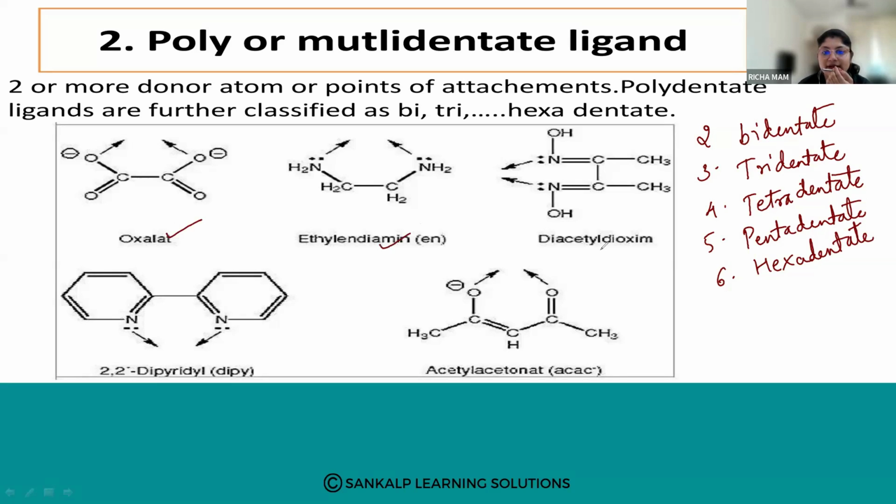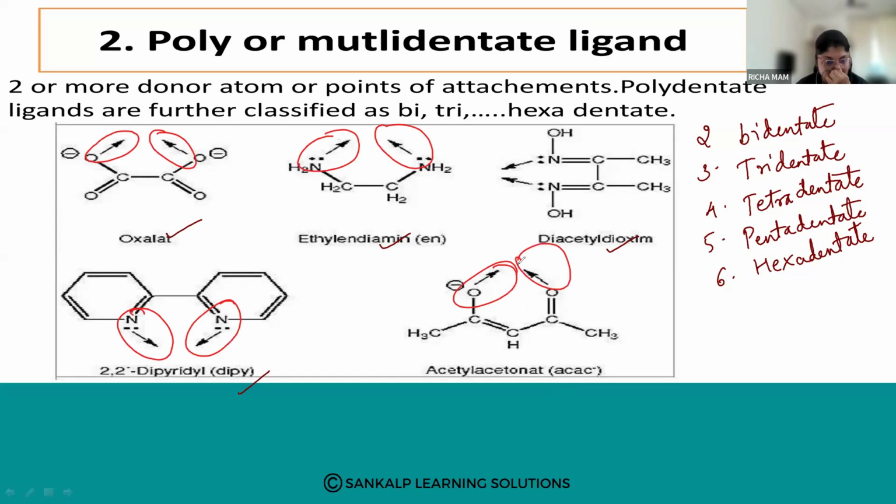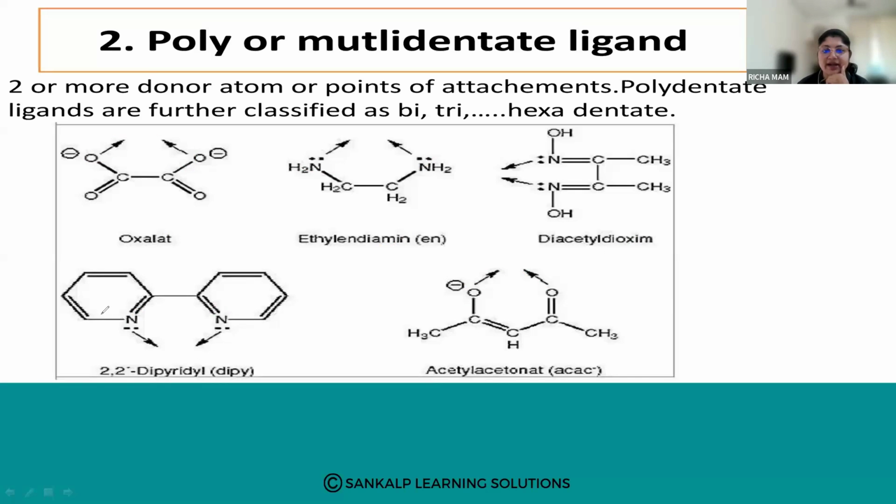oxalate, ethylene diamine, diacetyl dioxime, 2,2-dipyridyl and acetylacetonate. Here you can see in each case the sites are only two. So in the full molecule, you can see there are two donor atoms, right? So these are all what type of ligand? These are all examples of bidentate ligand.